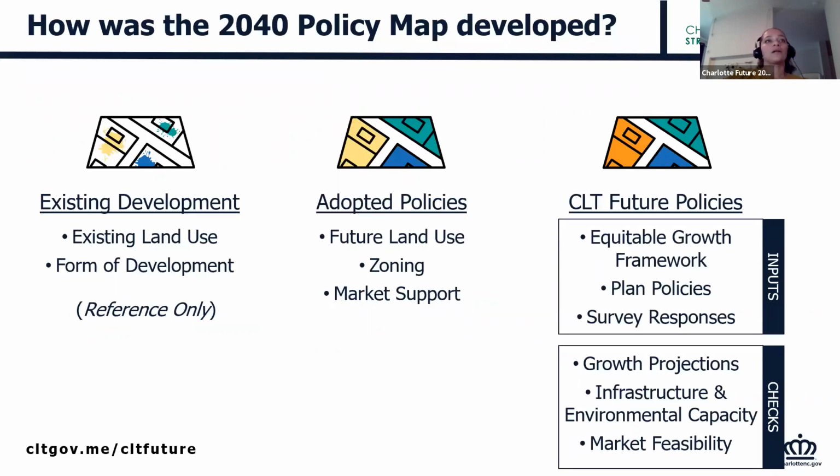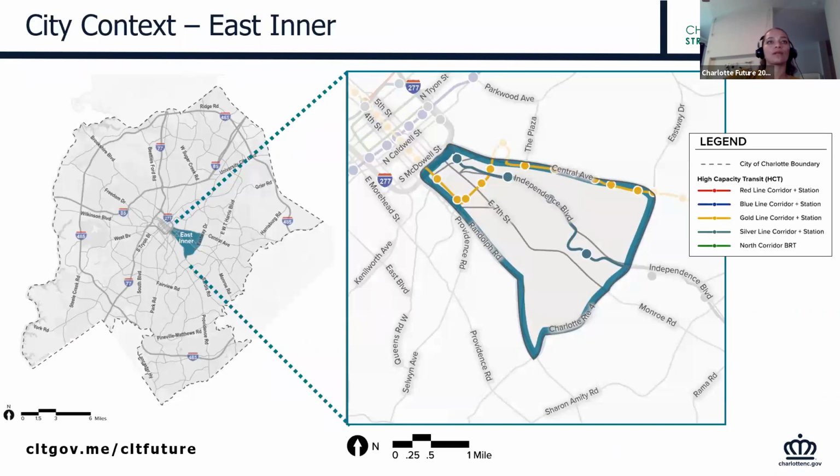Again, the policy map was developed using the 3 steps, and we'll go into what the inputs were as we look at the maps in the next few slides. This geography is for the East Inner. It is bound generally by the edge of the southern portion of Uptown to the northwest, Randolph Road, Route 4, and then Central Avenue. And just to note, it does include, running through it on 74, the planned Silver Line. And then the map is showing the Gold Line as well.